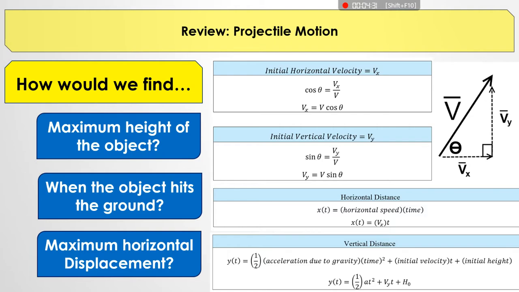How do I find out when the object hits the ground? Use the vertical distance. Okay, I'm going to use my vertical distance formula. What does my vertical distance have to be when the object hits the ground? 0. Okay, so if vertical distance is 0, we've hit the ground, and then if I want maximum horizontal displacement, I can take that time and plug it into our horizontal distance, and that'll give us our displacement.